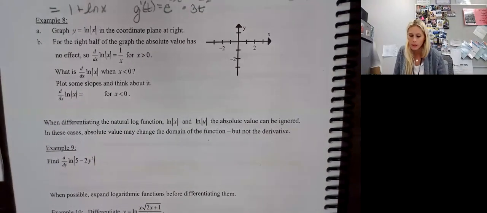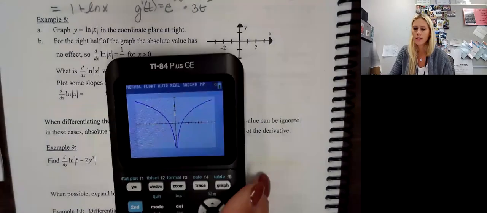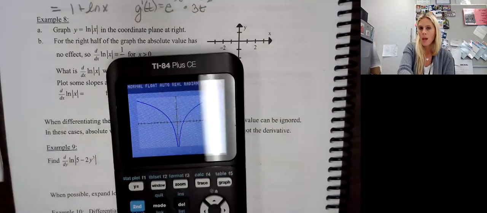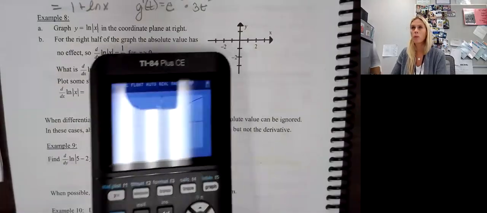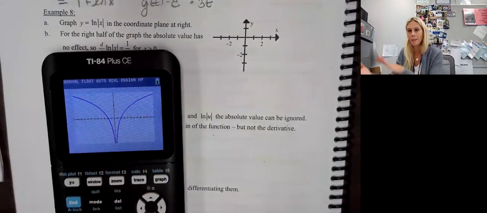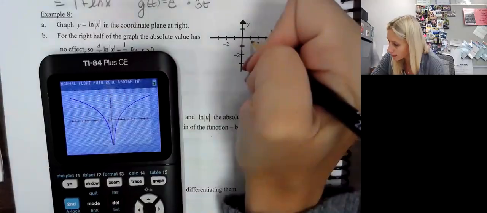Okay, so it wants us to graph ln absolute value of x. So I'm going to graph that on my graphing calculator right now so you guys can see it. And this should make sense because remember what absolute value on the inside does, it makes us reflect to the other side.